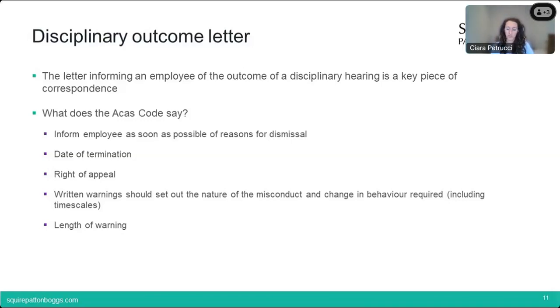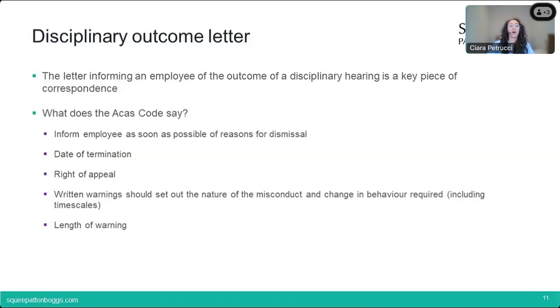The letter should confirm the employee's termination date and whether they're being terminated with or without notice. If notice is being given, the letter should make it clear whether the employee is required to work out their notice period or whether they might be placed on garden leave, which is sometimes appropriate for more senior individuals. If the employee is being dismissed with immediate effect, the letter should say whether they get a payment in lieu of notice or whether they aren't getting any notice because it's gross misconduct. And you should also mention a right of appeal.